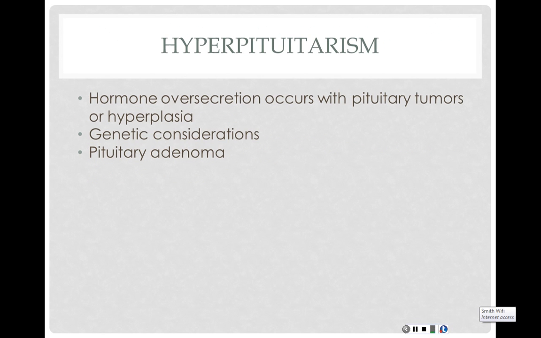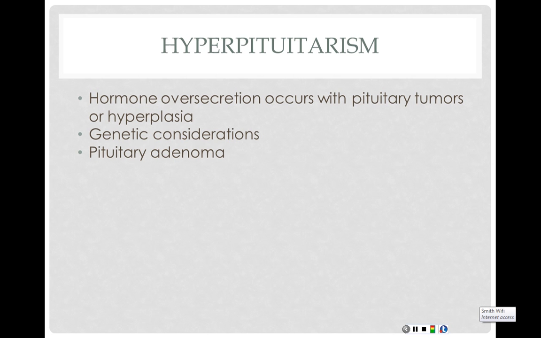So with hyperpituitarism, we just talked about hypo, but with hyper, this is when hormone oversecretion occurs with pituitary tumors or hyperplasia. There could be some genetic considerations. Also, the person could have a pituitary adenoma, so a tumor that actually affects the pituitary gland itself.